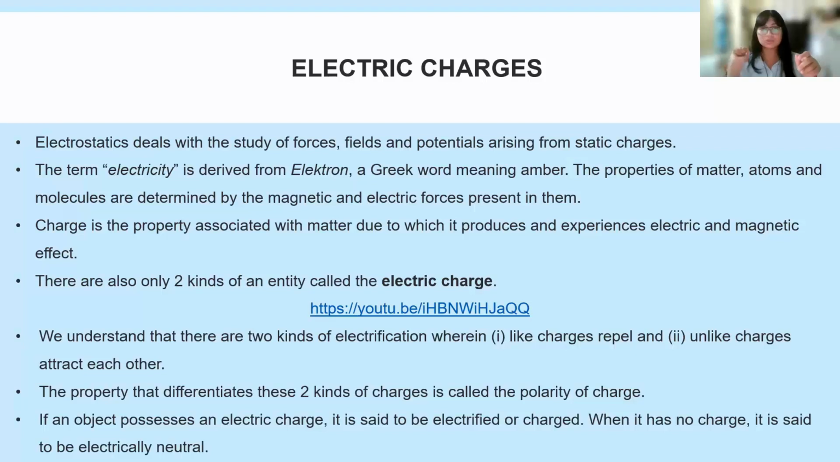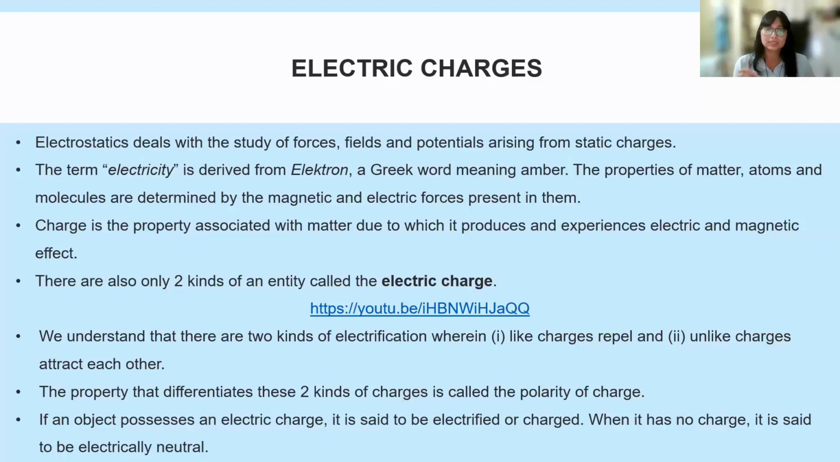So when the plastic ruler was charged with my hair, it had one type of charge, and the pieces of paper had another charge, or they were not charged at all. So it got attracted because they have different charges. The property which differentiates these two kinds of charges is the polarity of charge. Polarity means there is a negative polarity and a positive polarity. That is why we have two different kinds of charges.